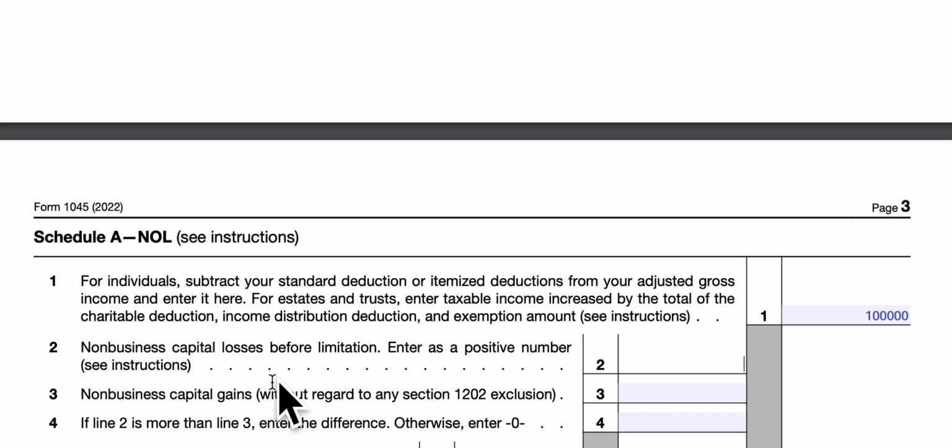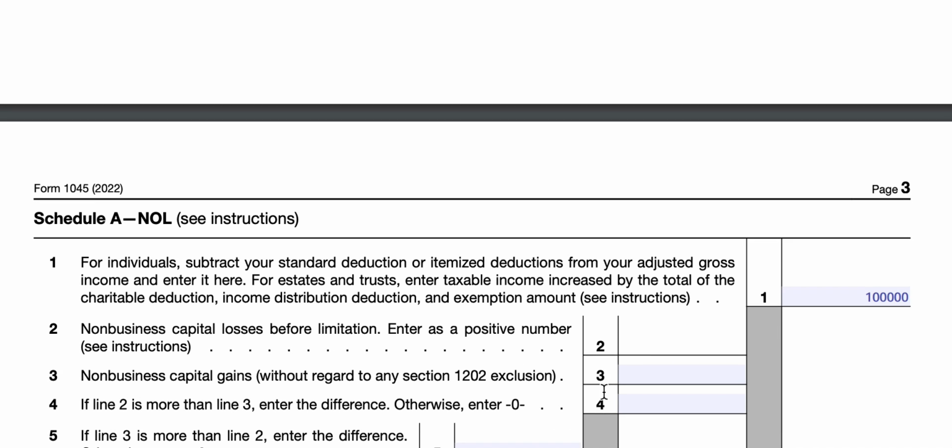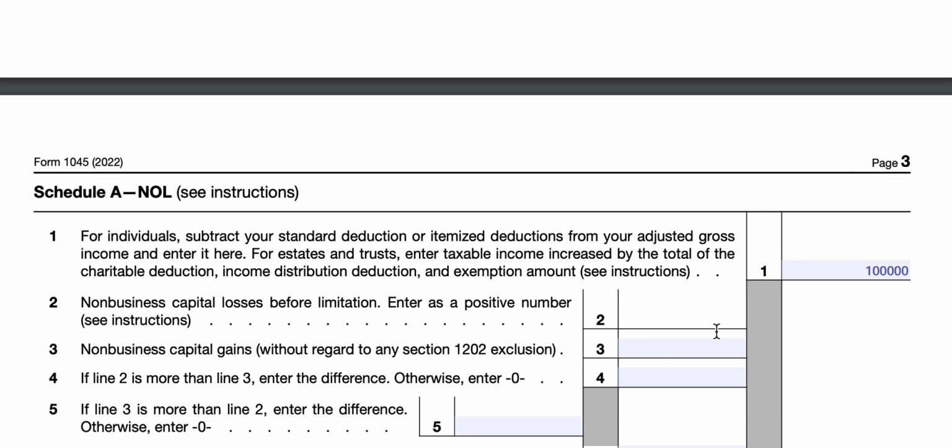Any non-business capital gains would go in here. If line 2 is more than line 3, enter the difference, otherwise enter 0. So let's imagine that you had $1,000 in losses, but you had $2,000 in gains. You would enter 0 here in line 2.